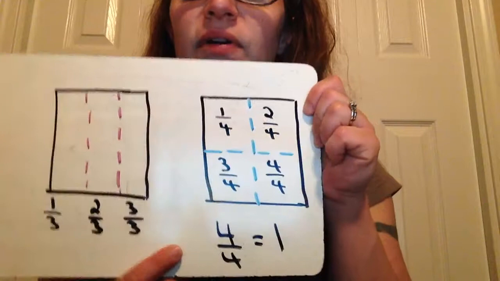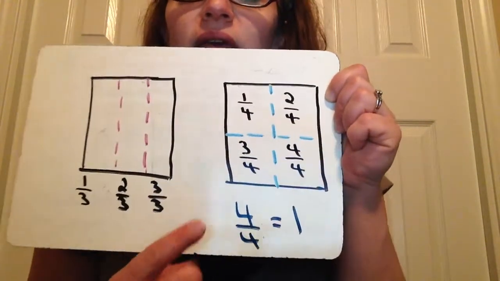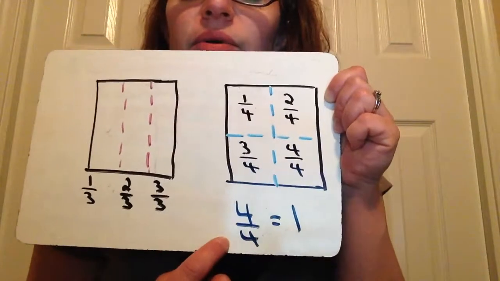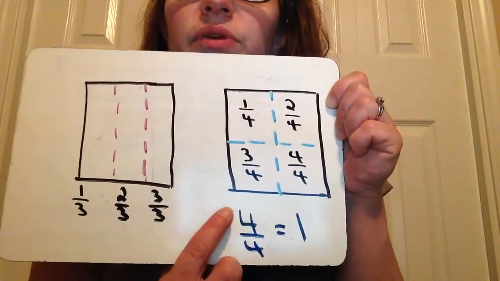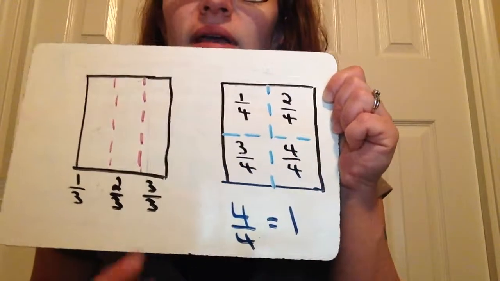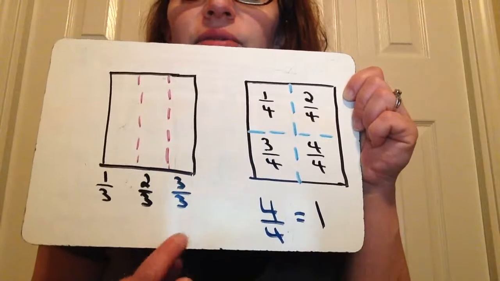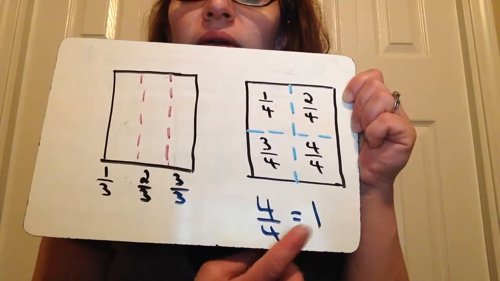Now, you may think it's funny that there's 4 out of 4 parts on top of each other. The 4/4 also equals 1 whole because we're using 4 out of 4 parts or 1 whole. The same thing goes for the thirds. We're using 3 out of the 3 parts or 1 whole.